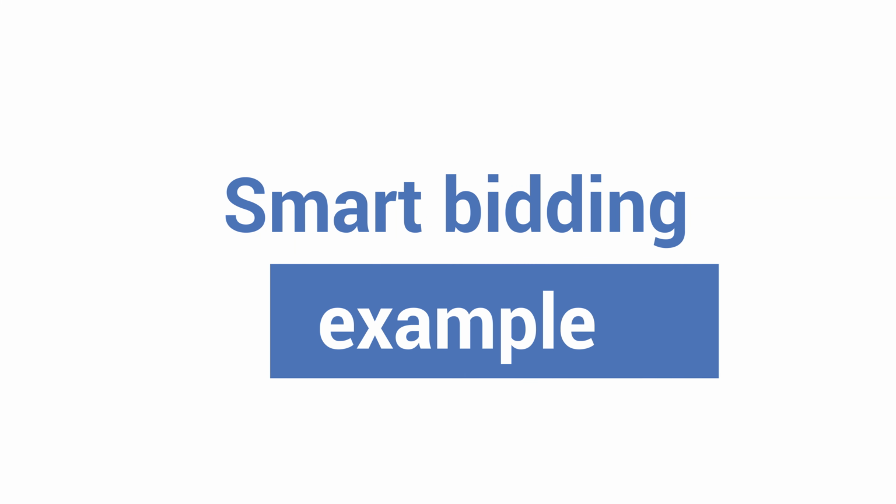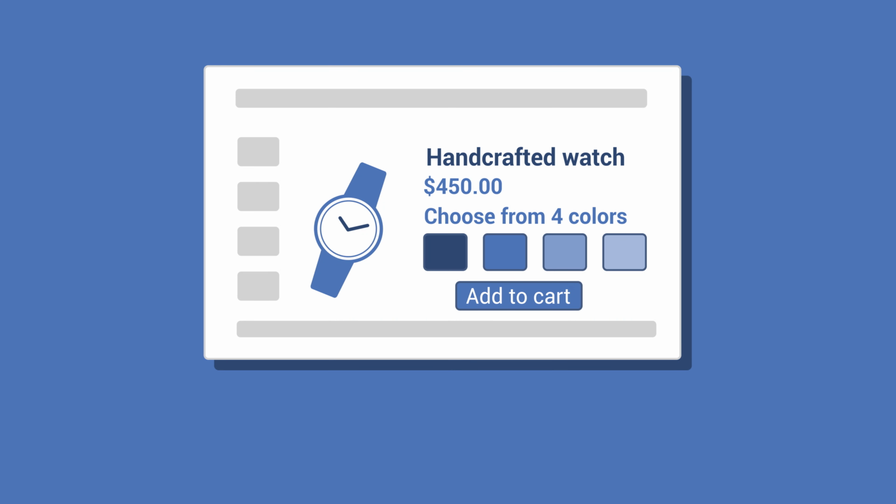Let's look at a smart bidding example. You run an e-commerce business that sells watches. You've done some math and determined that you have a target CPA of $4. So you can enter that into Google Ads when setting up a smart bidding strategy.